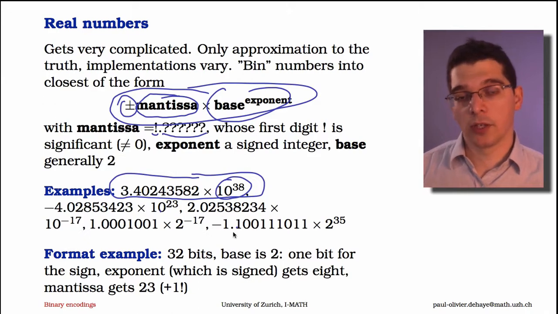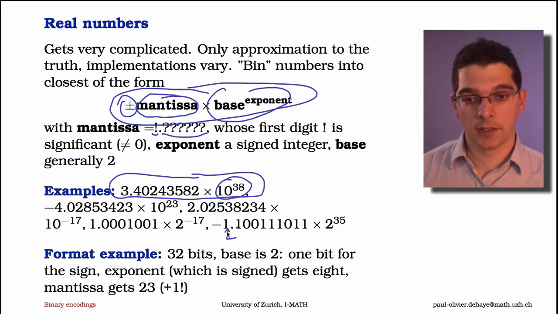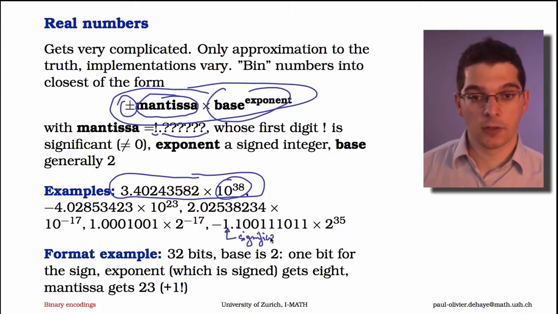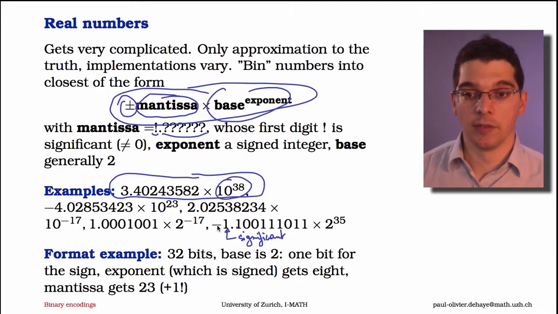And once you go to binary, there is a little gain as well. It's the fact that this digit here has to be significant. It's what I was saying a little bit earlier. So this has to be significant, meaning it cannot be 0. But if you're in binary, that means it can only be 1.